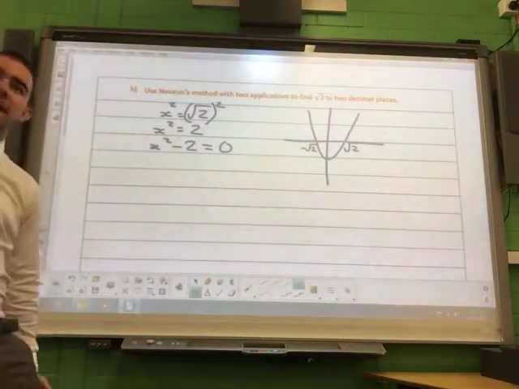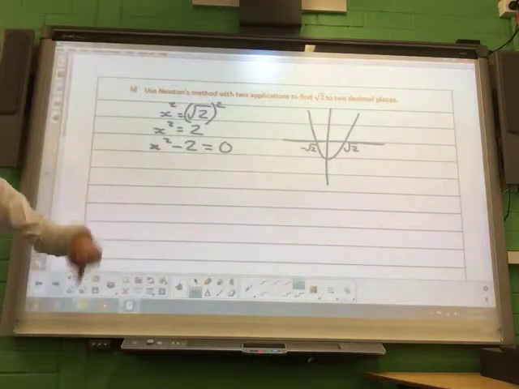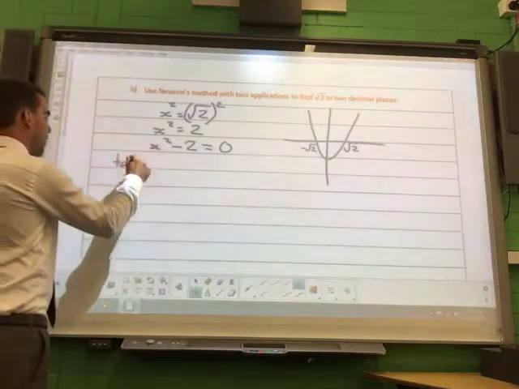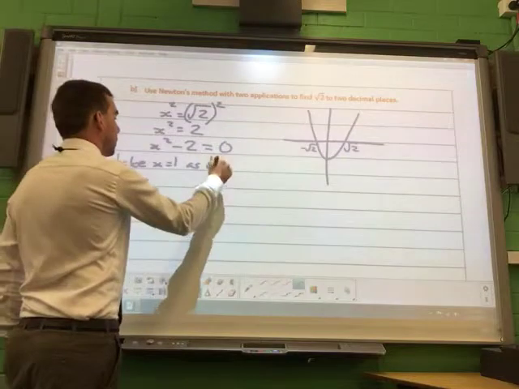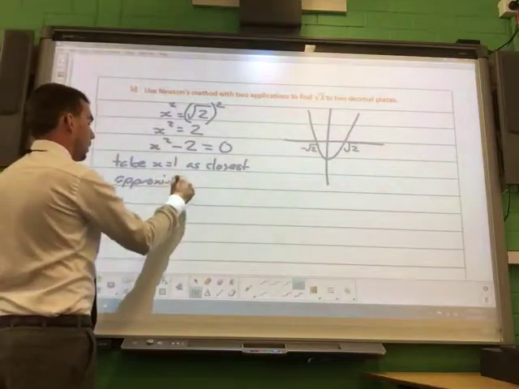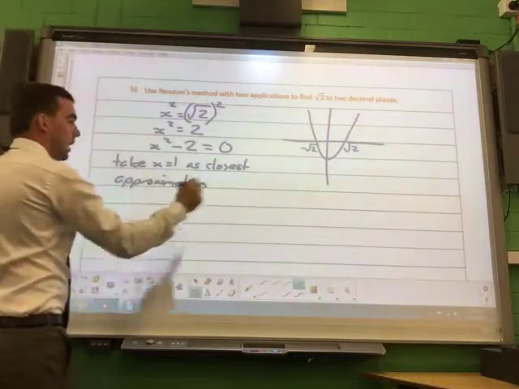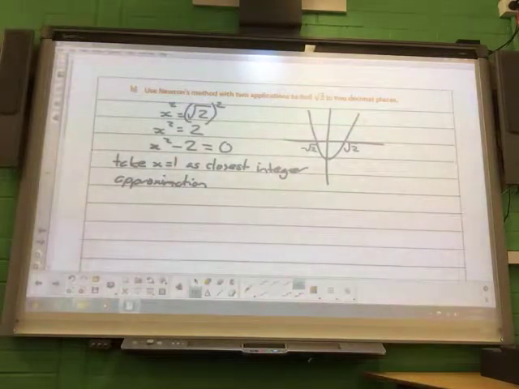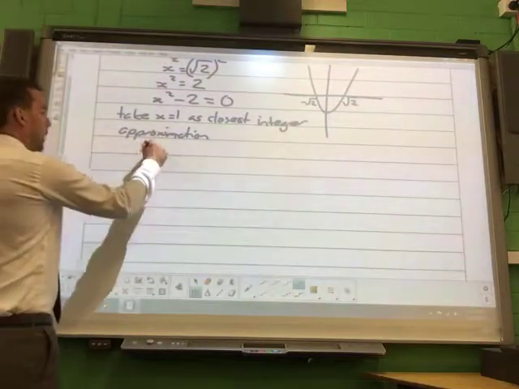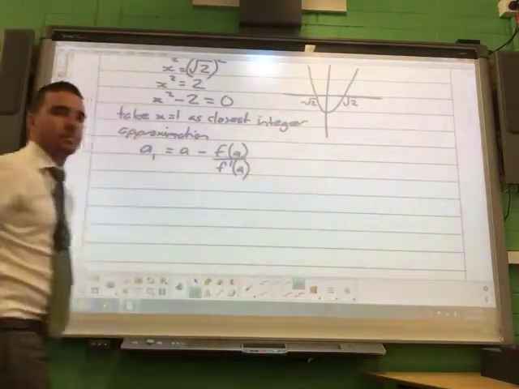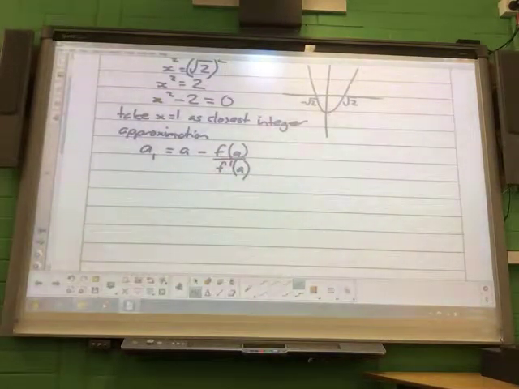So using almost your halving the interval process, we've got f of 1, which is going to be negative, and f of 2, which will be positive. So I'm going to take x equals 1 as the closest integer approximation. Right, so A1 is going to be A take away f of A over f dash of A. It's going to be a bit nicer to differentiate and substitute, because it's much smaller.